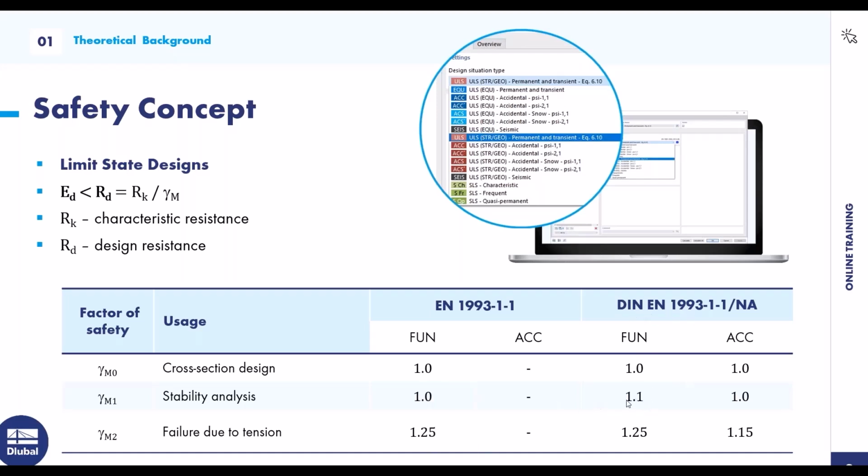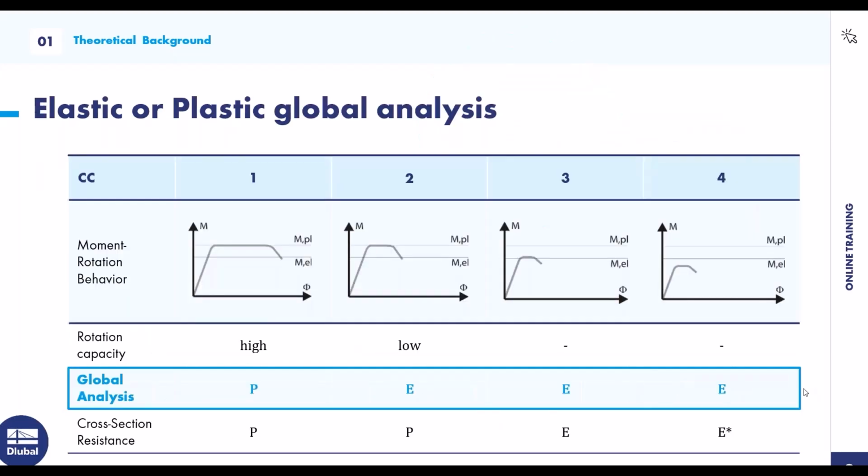And you can see there is another safety coefficient for the stability analysis. But if you select the German national annex, for example, or another national annex, this coefficient is considered automatically by the program. It's automatically higher. So, okay, then the next slide.